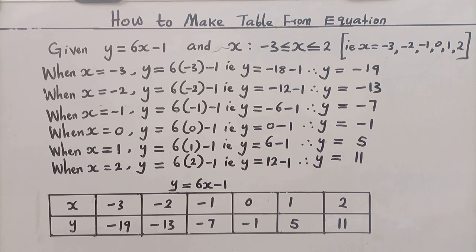Then the last one is this 2. Replace this x with 2. That is what is playing out here. So let's consider it. When x is equal to 2, y is equal to 6 bracket this 2 minus 1. Therefore, carry out this operation and simplify it. 6 times 2 is 12 minus 1. So y is equal to 12 minus 1. So 12 minus 1 gives us that y is equal to 11. I hope you followed what happened here.